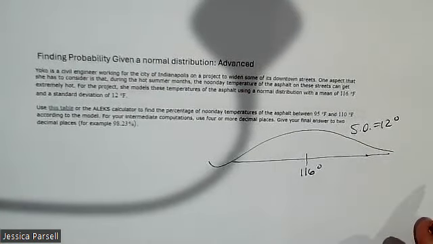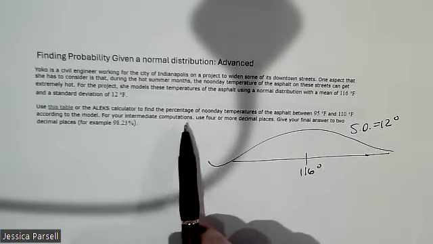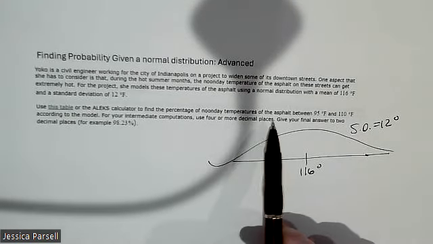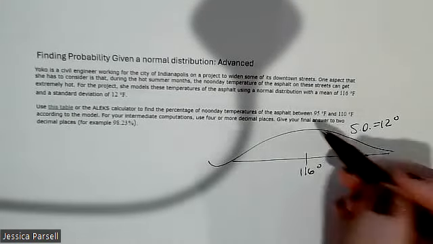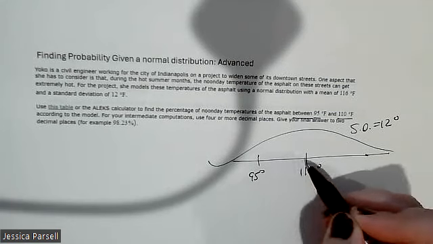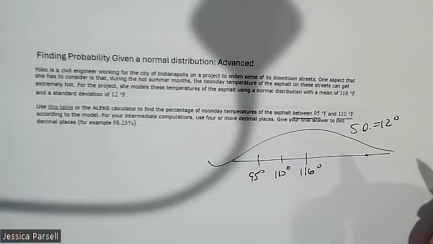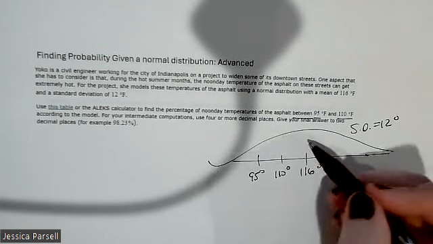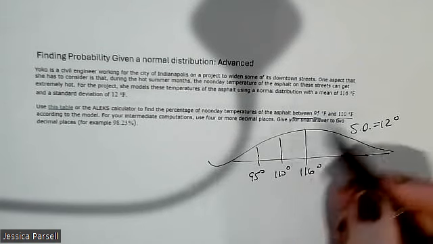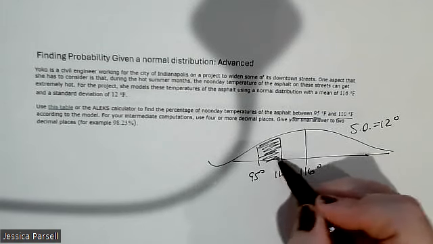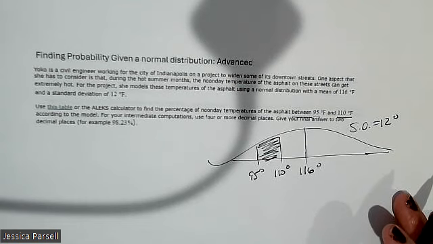Okay, let's pop the question. Using the table, find the percentage of noonday temperatures of the asphalt between 95 degrees Fahrenheit and 110. Well, 95 is here, 110 is here. They're both to the left of the mean, so we're probably going to have z-scores that are negative. We're looking for temperatures that fall in between there.